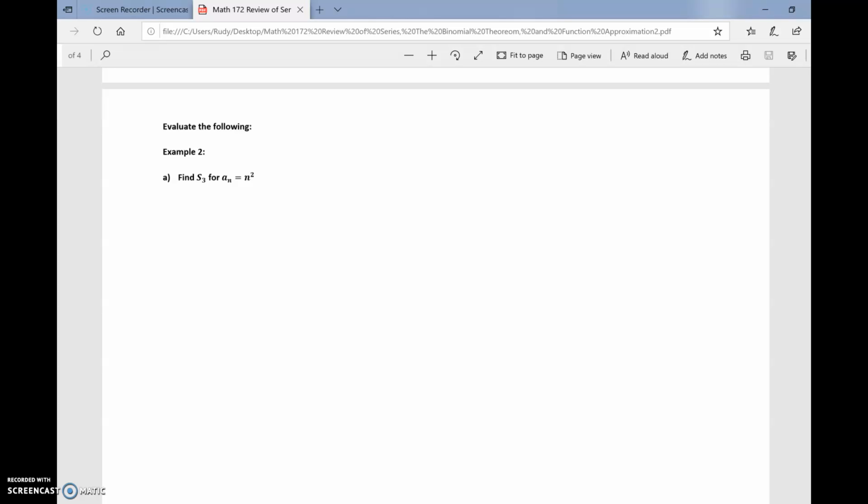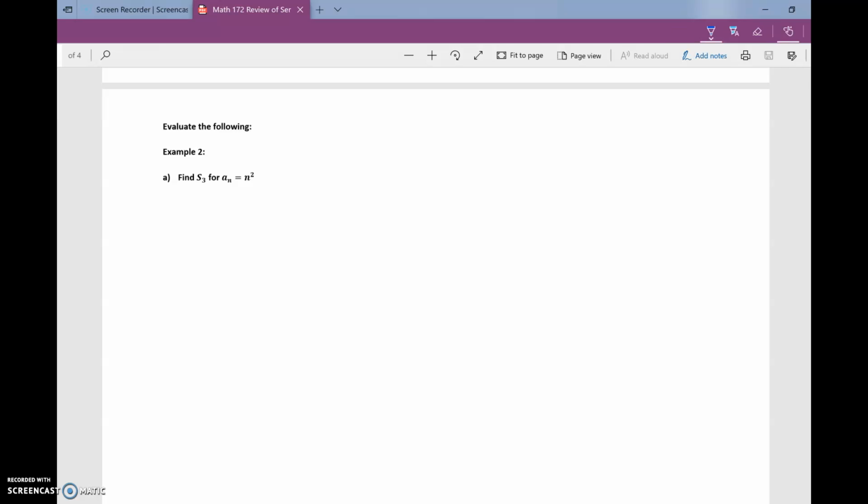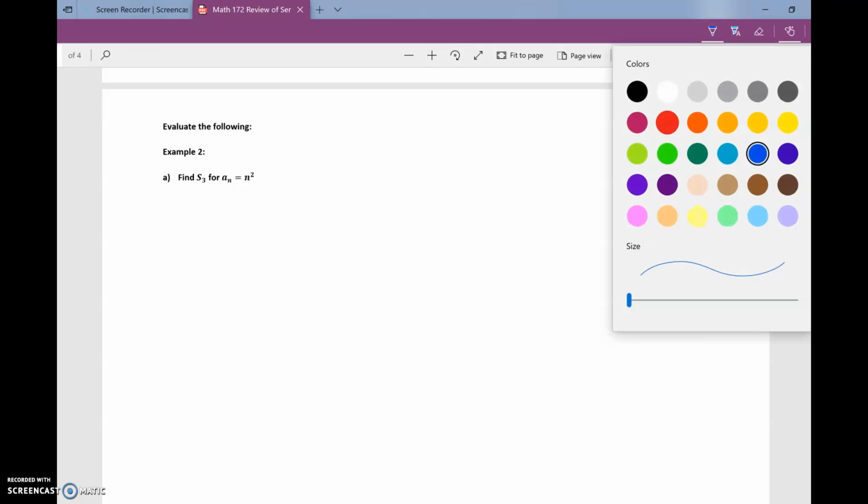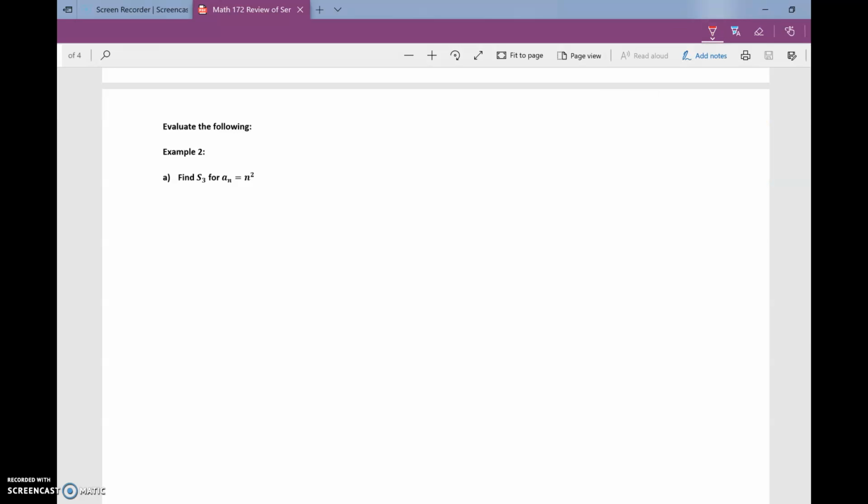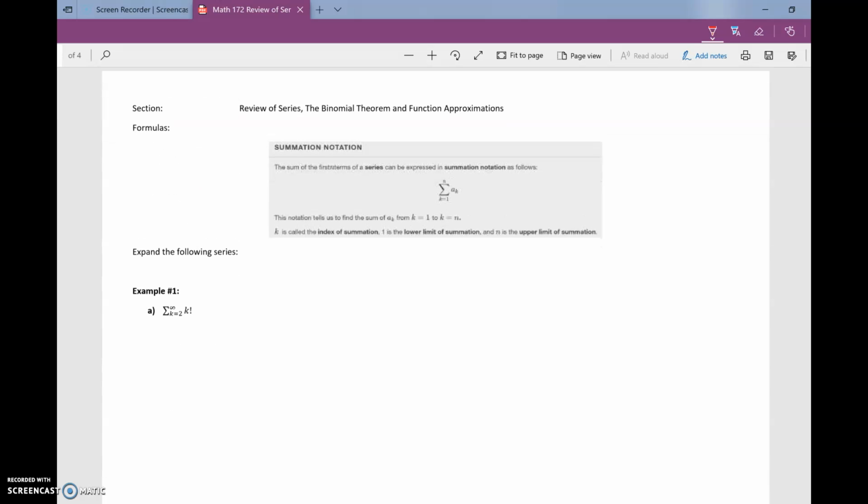Hi class, let's take a look at example 2. In example 2, what they actually want us to do is to not just do the expansion, but they also want us to evaluate. And well, let's talk about what S represents. So if you have an S of n, it represents the sum of the first n terms. Now, unless you're told that your sequence starts at a different place, you're going to assume they all start at 1 and they go on by integers.